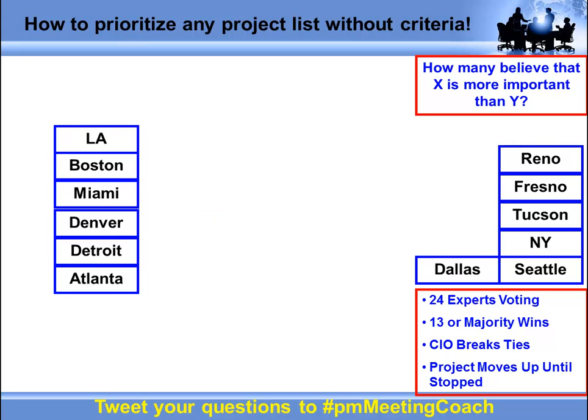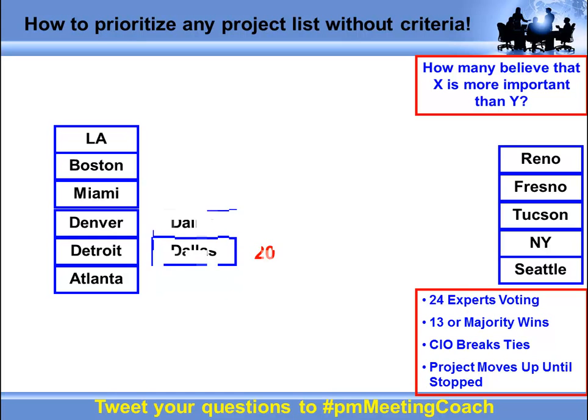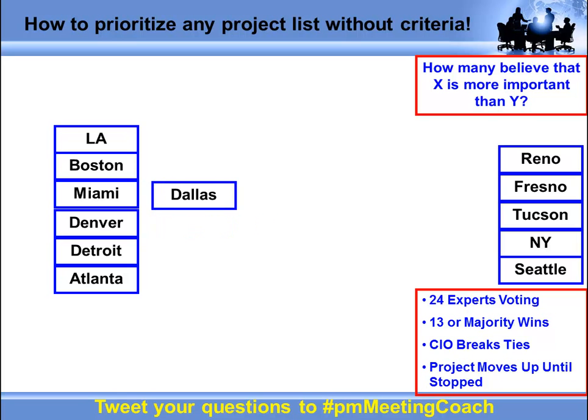How many people believe Dallas is more important than Atlanta? 20. Move it up. How many people believe Dallas is more important than Detroit? 20. Move it up. How many people believe Dallas is more important than Denver? 20 still. How many people believe Dallas is more important than Miami? 12. Okay. How many people believe Miami is more important than Dallas? 6. So now I see that not everybody's voting. But again, I told them that the majority of the votes moves this thing up.